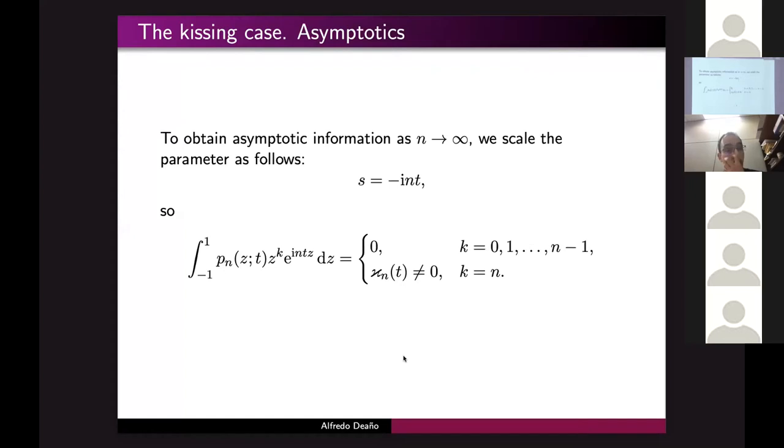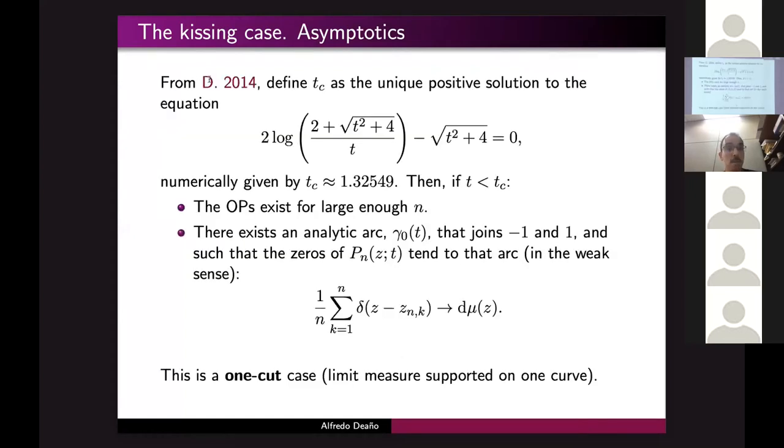And then in terms of this parameter t, this was in a paper from 2014, you can find a critical value, some value tc, which is the unique positive solution of this equation. Okay, you solve this numerically, there's only one positive solution, that is 1.32 something, this t critical. And if you are below this value, then essentially what is happening is that you have a one cut case, the formation of the standard orthogonality on minus one, one. So you get existence of the orthogonal polynomials for large enough n, meaning that Pn exists for n large enough and is a polynomial of degree exactly equal to n.